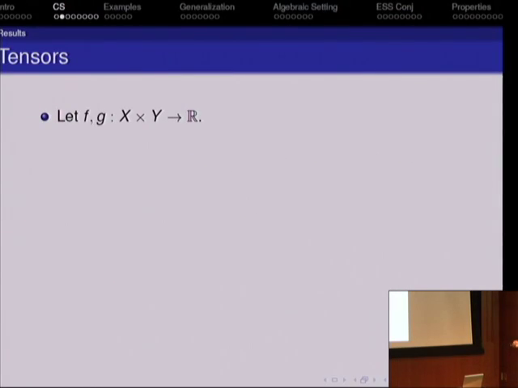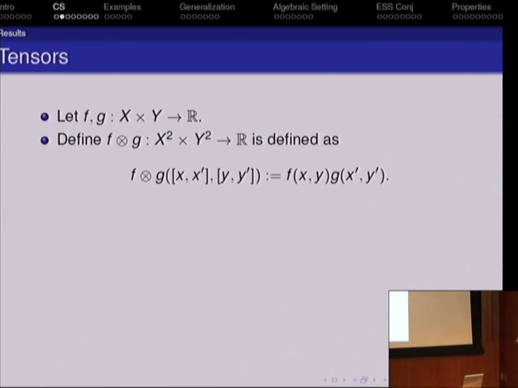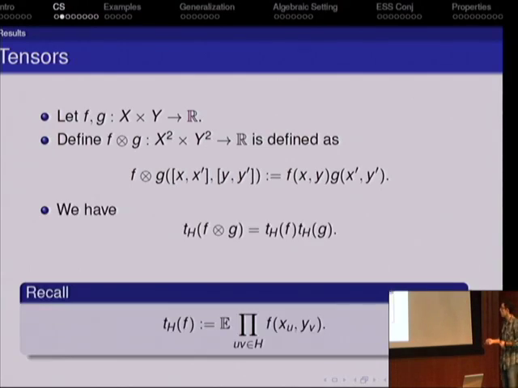So let me start by just reminding you of the definition of tensor. Suppose I have two functions, f and g. They are from the product space to R. Now, their tensor is defined as just the usual tensor of matrices. So this is a function from X squared times Y squared to R. And now, how is it defined? For a pair xx' in X squared and yy' in Y squared, the value on this is just the value of f on xy times the value of g on x'y'. It's just the usual tensor of matrices. So you get this independence kind of thing. f acts on the first coordinates and g acts on the second coordinates.